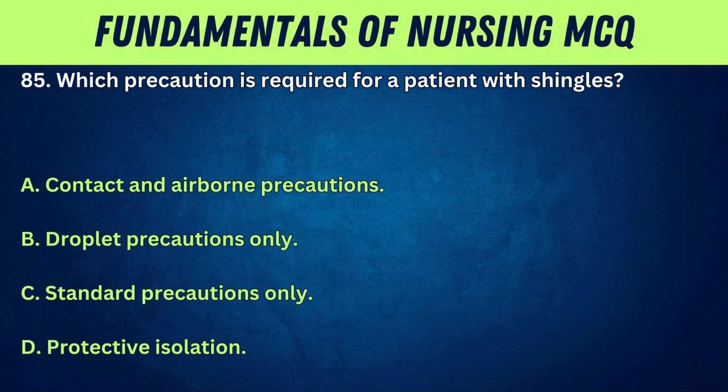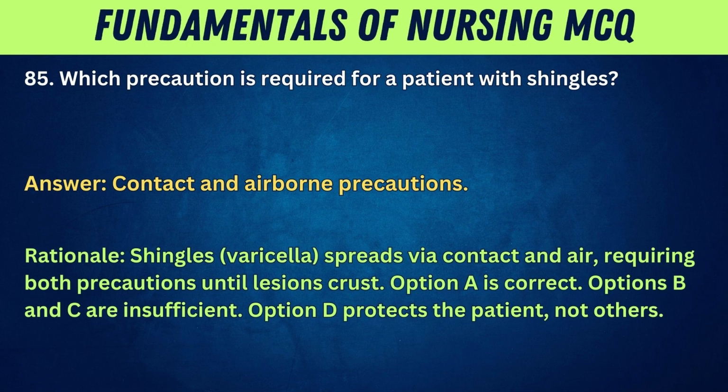85. Which precaution is required for a patient with shingles? A. Contact and airborne precautions. B. Droplet precautions only. C. Standard precautions only. D. Protective isolation. Answer. Contact and airborne precautions.